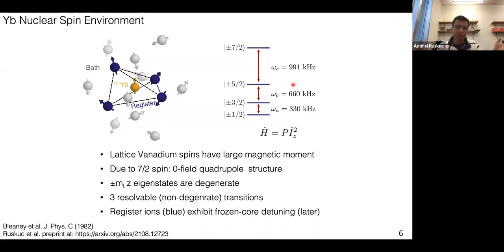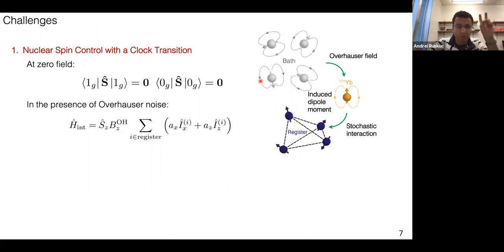All of the other vanadium atoms in the environment of the ytterbium form the bath, and this acts as a noise source which limits our ability to perform coherent control of the register. So there are 2 main challenges in working with this system to realize a quantum register. The first one is that the qubit transition that we're working with is a clock transition.